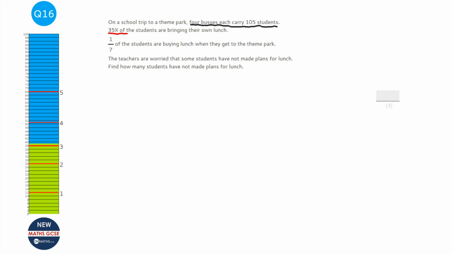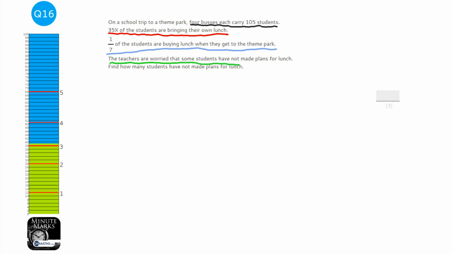It says 35% of the students are bringing their own lunch, so we don't need to worry too much about those students. A seventh of the students are buying lunch when they get to the theme park, and the question just basically says how many have not made plans for lunch. So find out how many students have not made plans for lunch. So they're not bringing their own lunch and they're not planning to buy lunch there.